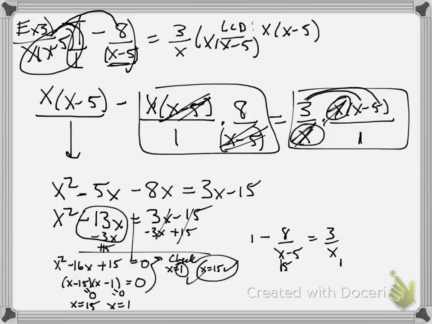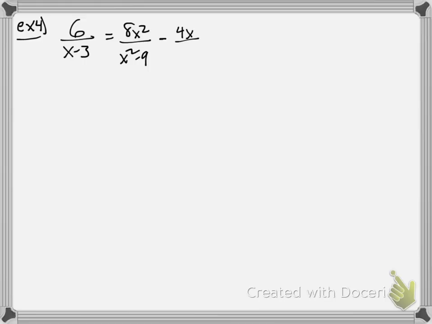I have one more example that I'd like you to do along with me, just to expose you to different types. And this might be the toughest that you might run into on a quiz or a test. Let's say 6 over x minus 3 equals 8x squared over x squared minus 9. That's an x squared minus 9. I'm sorry, but my exponent there does not look nice. It's not easy to write with this stylus on here. So I have minus 4x over x plus 3.